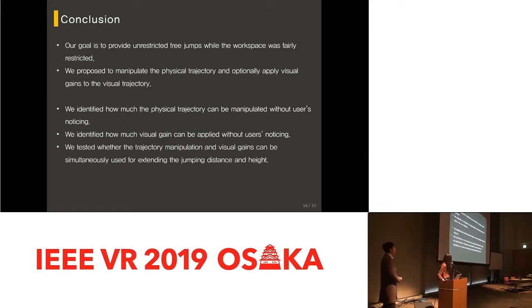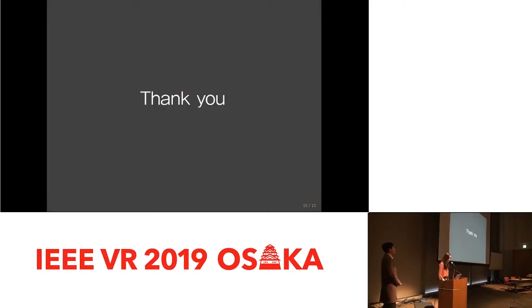And then we tested whether the trajectory manipulation and visual gains can be simultaneously provided, and therefore providing longer and further jumps. Finally, we also made some user tests to investigate whether the user experience differed depending on significantly far and significantly high jumps. Thank you. That would be the end of our presentation.